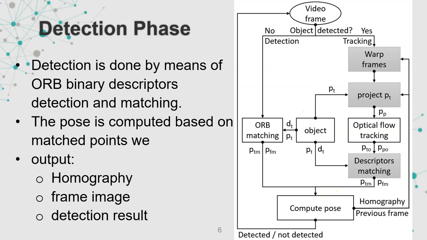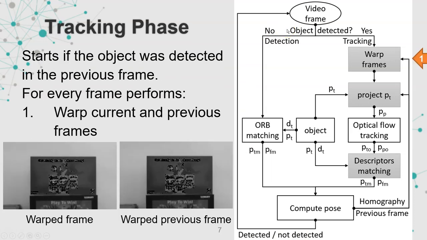The detection phase is performed if the object was not detected in the previous frame. Detection is done by means of ORB binary descriptors detection and matching. Based on matched points, we compute the pose and output the homography transformation matrix, frame image, and detection result, whether an object was detected or not. The tracking phase is performed if the object was detected in the previous frame.